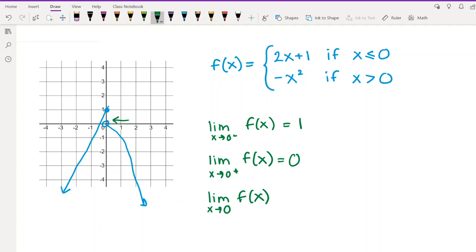And then to evaluate the overall limit, well, the left and the right-hand limits do not agree. They don't match up. And so we would say that overall, the limit does not exist, because you really would need to specify whether you're going from the left or the right to be able to give an answer.